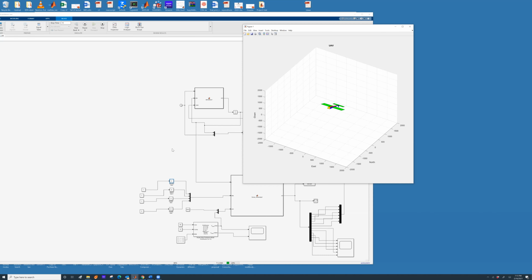So now the aircraft is doing a flip. All right, with this, I want to ask if there are any questions.